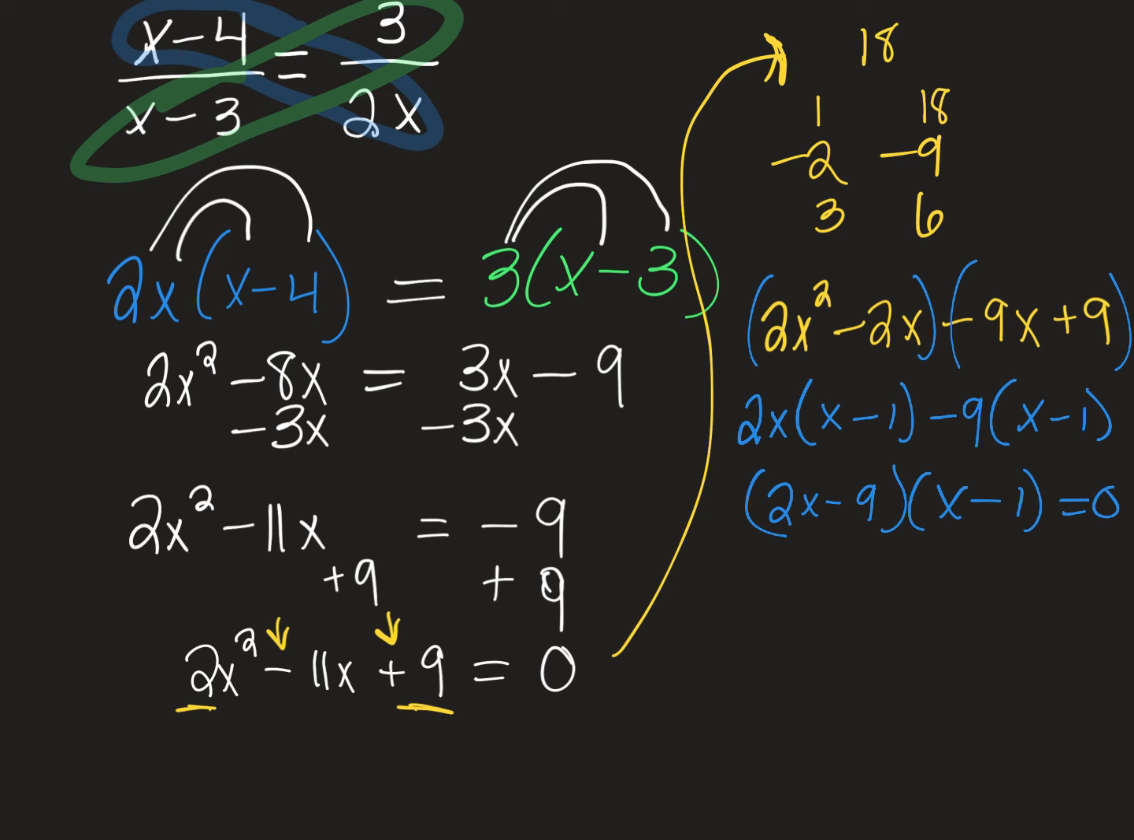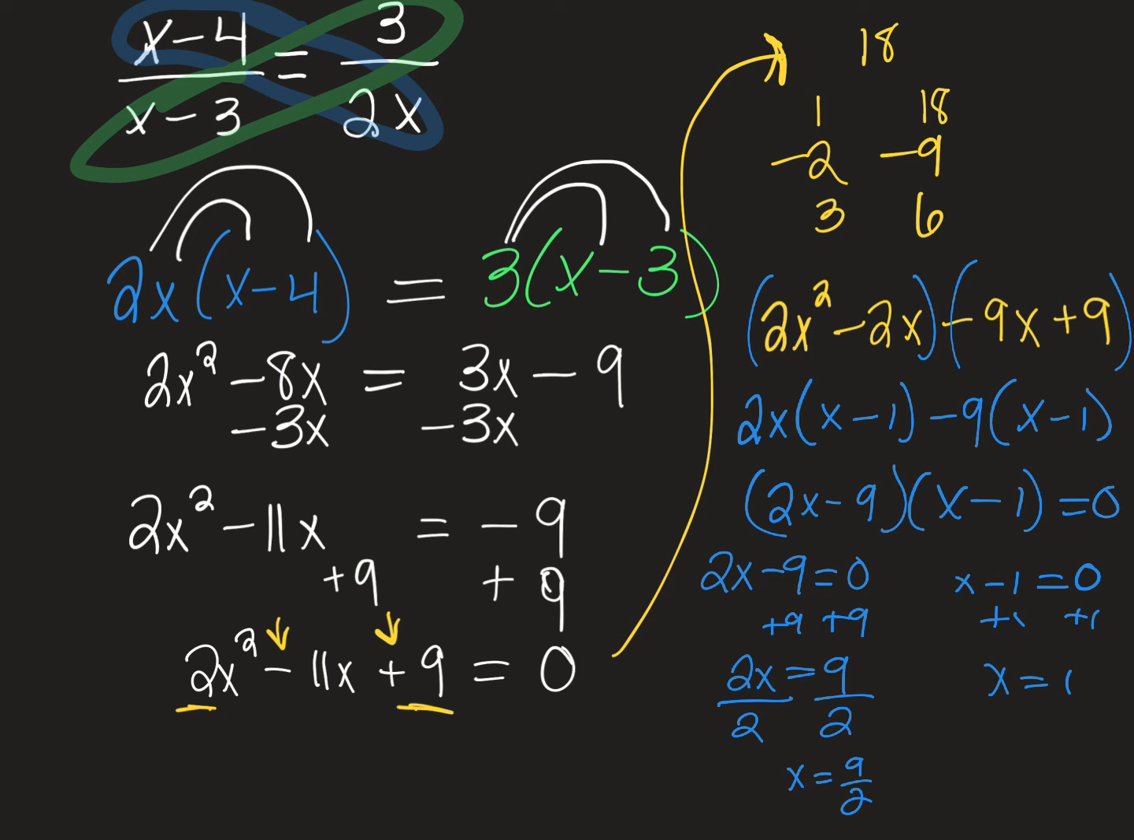We need to go a step further and set both of those equal to 0. So x equals 9 over 2 for this one, and x equals 1. So this one has two solutions.